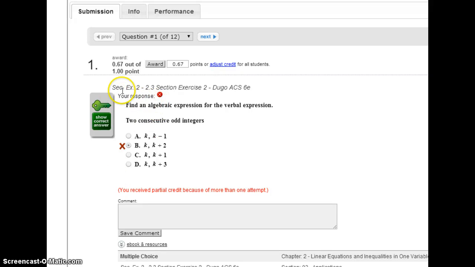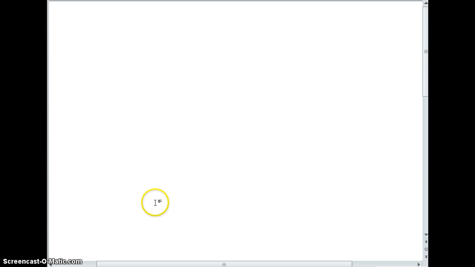So the first question on the 2.3 homework was: find an algebraic expression for the following verbal expression, two consecutive odd integers. So if you think of odd numbers, if you just picked a random one, let's say 5, what would be the next odd number? It would be 7. Or let's pick a different one at random. Let's say we picked 21. What would be the next odd number?